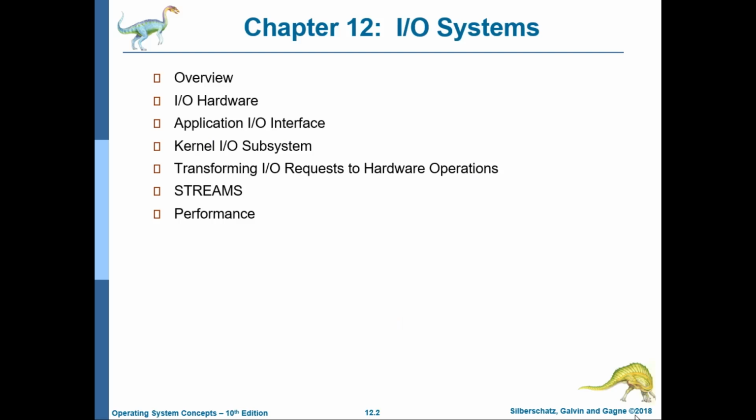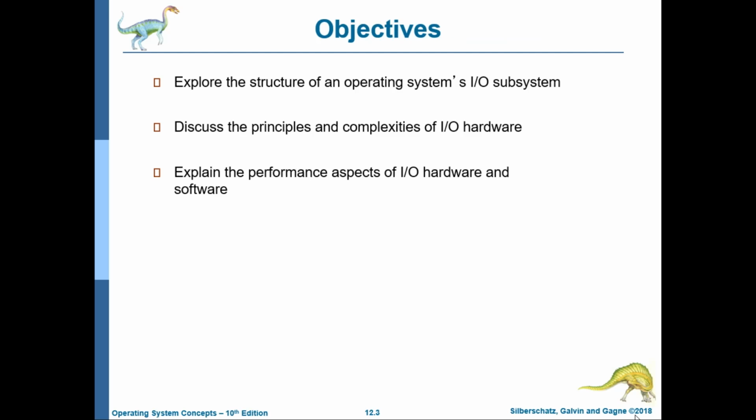So the contents of this chapter are: we have the overview, the I/O hardware, the application I/O interface, the kernel I/O subsystem, transforming I/O requests to hardware operations, streams, and last but not the least, performance. The objectives of this chapter are to explore the structure of an operating system's I/O subsystem, discuss the principles and complexities of I/O hardware, and explain the performance aspects of I/O hardware and software.